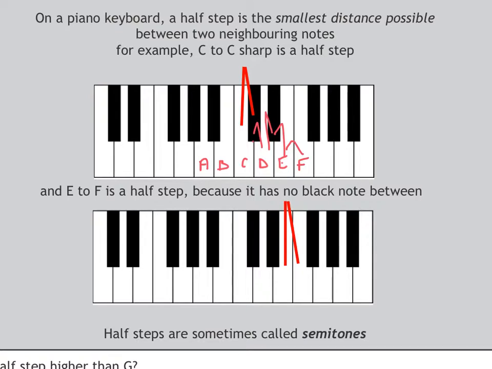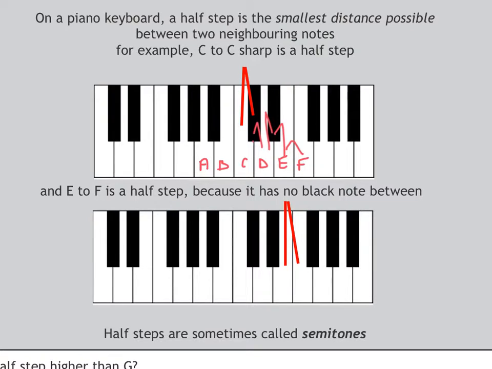The reason E to F is a half step and not D to E is because between E and F, there is no black key. So the half step immediately above E is the next white key, F. After F, you'd go up to F sharp, etc., and carry on. Now, E to F, as I just explained, is a half step because there's no black note in between.